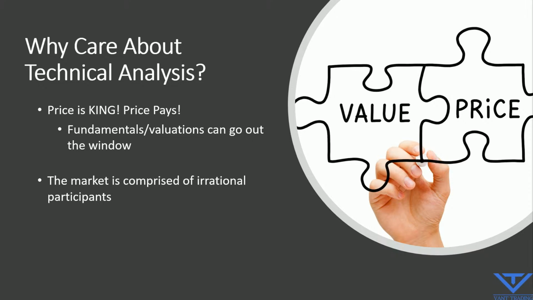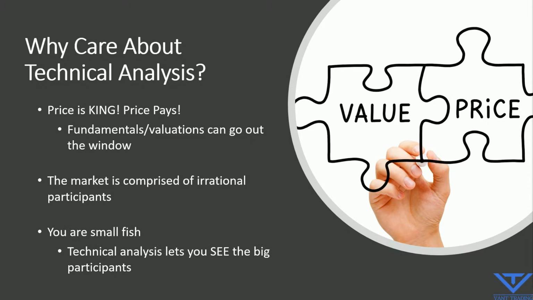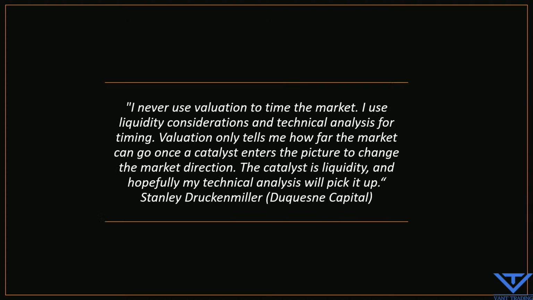Tesla's not going up on fundamentals. Tesla's going up because of irrational or excited participants. And I'm not saying the participants are wrong by any means. The stock is the stock and the price is the price. And technical analysis focuses on the price and the participants. And remember, as a day trader, you are the small fish, and technical analysis will help you see the big picture. It'll help you visualize what the big participants are doing, and you can see what's going on.